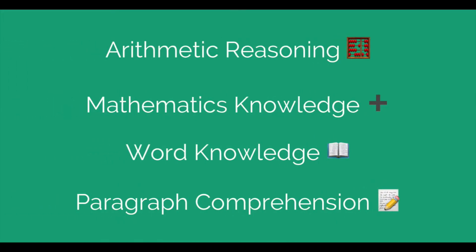In this video, we're going to cover 2 questions from each of the 4 sections that make up the AFQT score: arithmetic reasoning, mathematics knowledge, word knowledge, and paragraph comprehension. So let's get started.